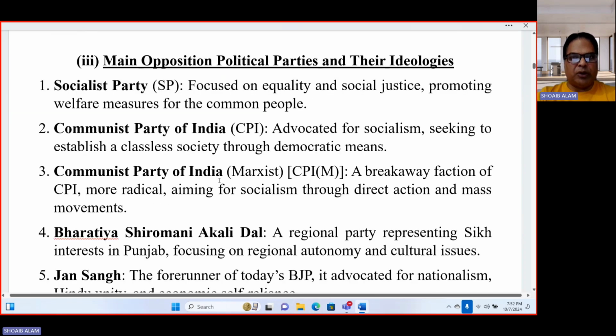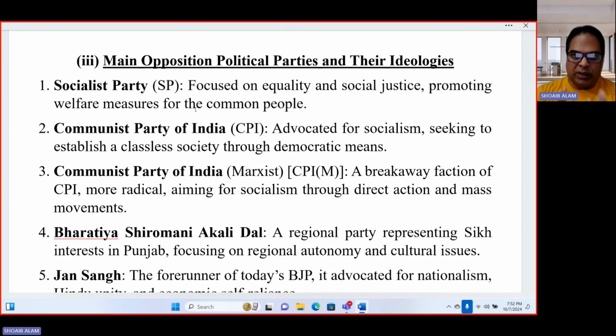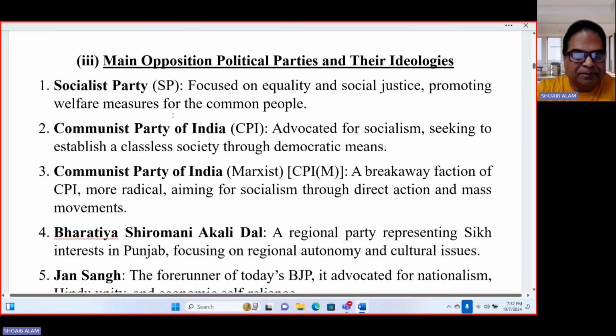So, the main opposition political parties and their ideologies. At that time, which parties were there and what were their ideologies? The first party is the Socialist Party, SP, which focused on equality and social justice, and promoting welfare measures for the common people. That means they wanted to look after the welfare of the common people. So this is the ideology of the Socialist Party.